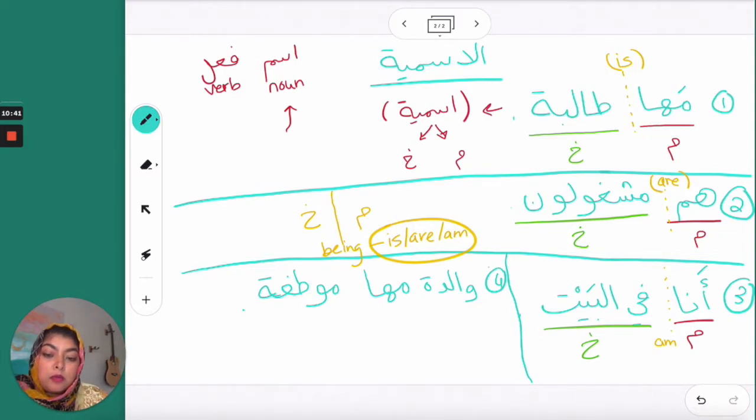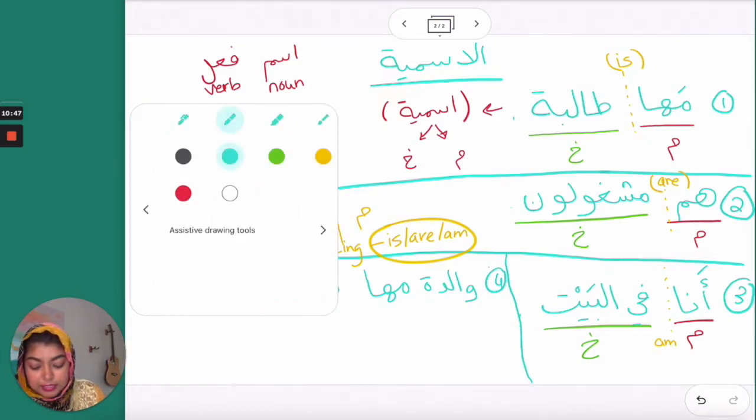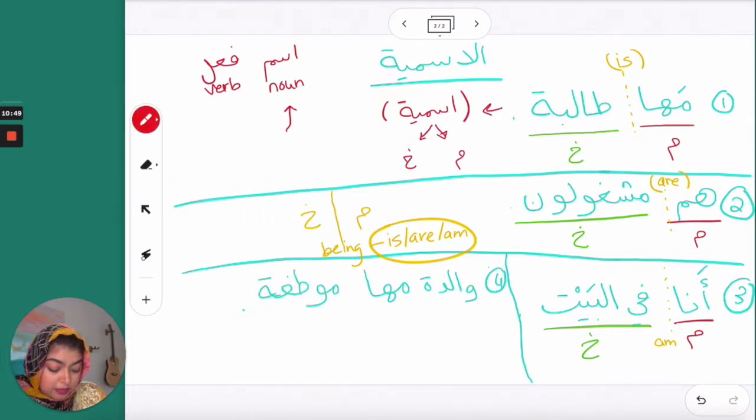والدة مها موظفة. So the first word is walidat. So that's a noun, right? It's mother. So we know that's mubtada. But what is Maha here? Walidat Maha. We're not saying mother is Maha. We're saying walidat Maha is together. Maha's mom. So if you have an idafa, if it's a possessive phrase, keep the two words together. So your mubtada, when you underline it, could be more than one word.